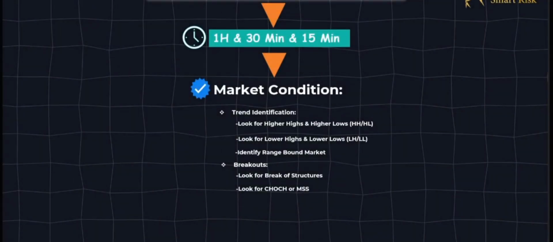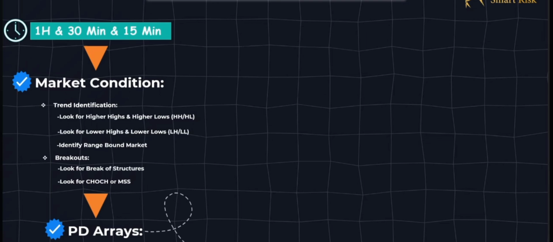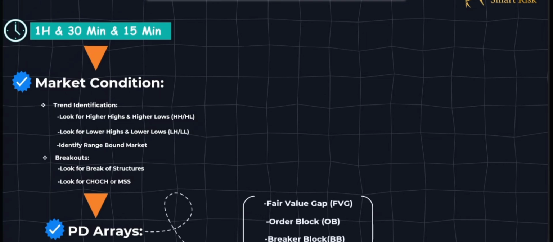After finishing the market structure mapping, the next step is to identify key areas like PD arrays within the analysis timeframe. These PD arrays could be a fair value gap, an order block, a breaker block, or a mitigation block. But at this stage, the most important ones are order blocks and fair value gaps.